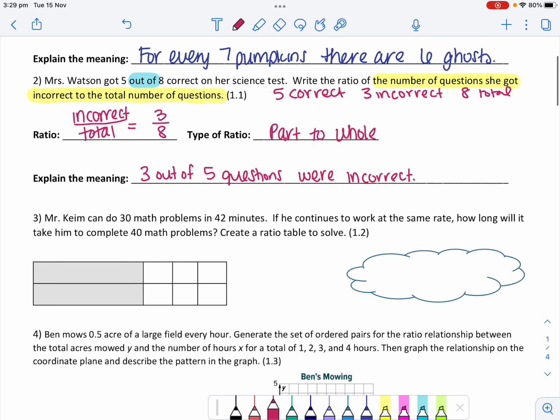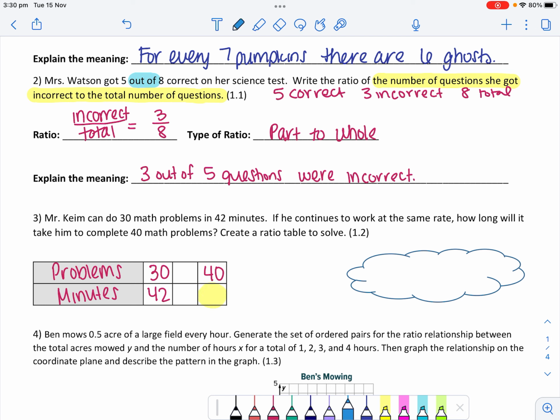Number 3 says Mr. Keim can do 30 math problems in 42 minutes. So I'm going to have problems and minutes. He can do 30 math problems in 42 minutes. If he continues to work at this rate, how long will it take him to complete 40 math problems? I'm going to put that 40 at the end. So this is what I'm trying to find.